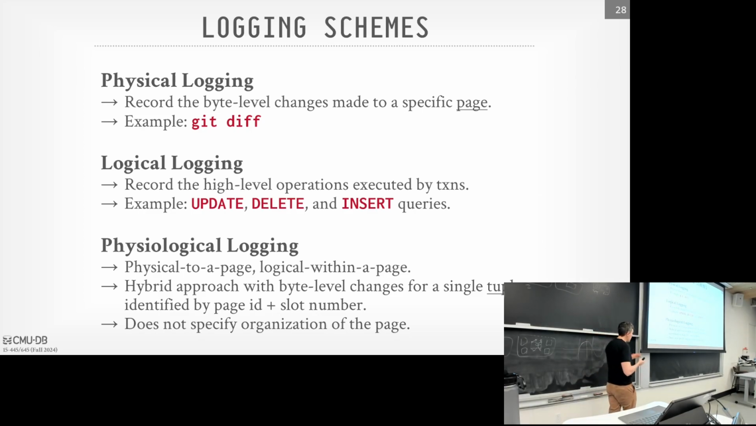Physiological logging is somewhere in the middle. It is like physical logging in that I keep track of the exact page that I modified by this transaction when I made a change, but I'm not going to tell you exactly what offset within that page I made the change. So I'll just record the slot number, and then at runtime or when you recover, the database system is allowed to decide where in the page it reapplies the changes.